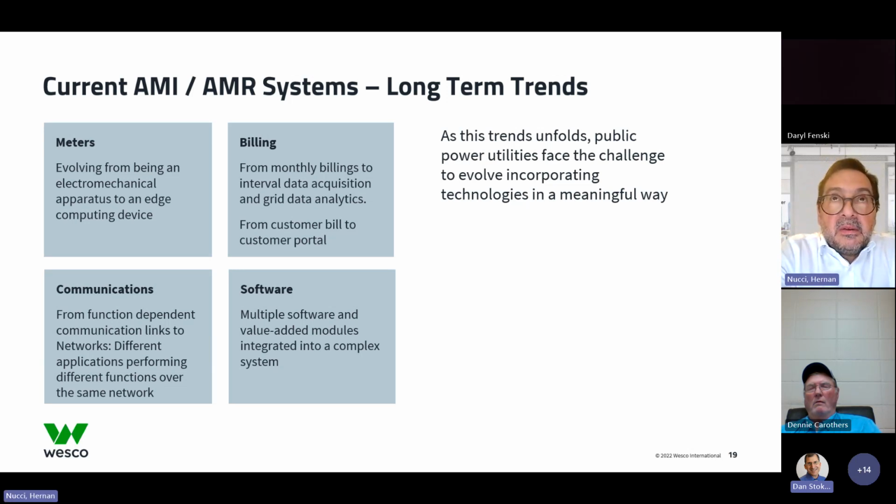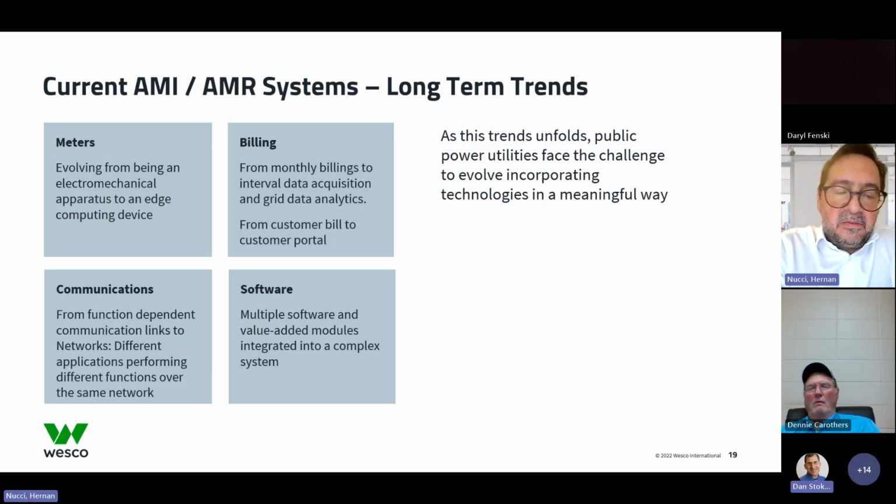With that first part finished, the review or recap on all these technologies, I want to talk about the long-term trends so we can identify them. First is meters. A meter, if we see a 20-30 year span, used to be an electromechanical apparatus, coils and gears. Now it's an edge computing device.